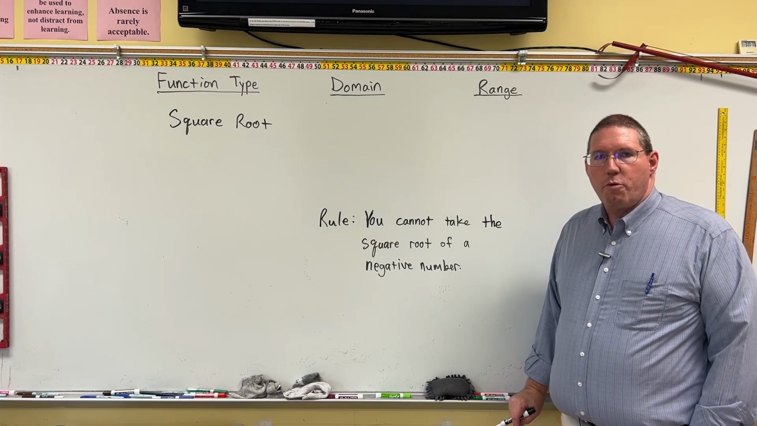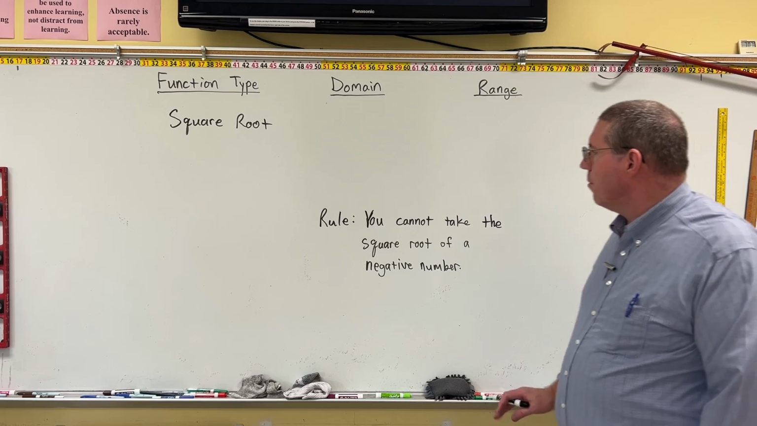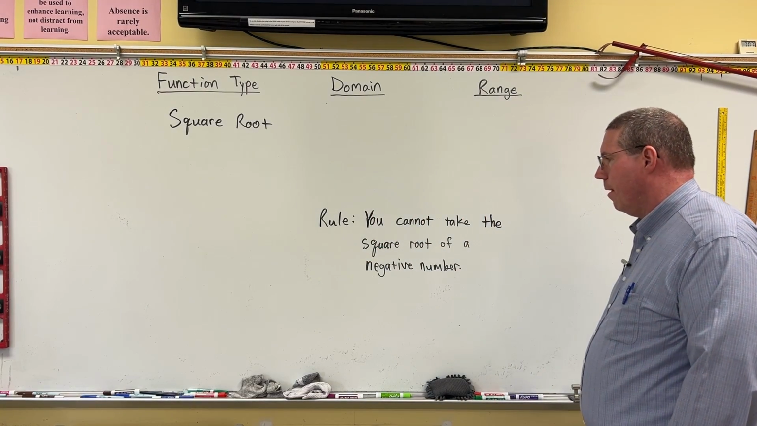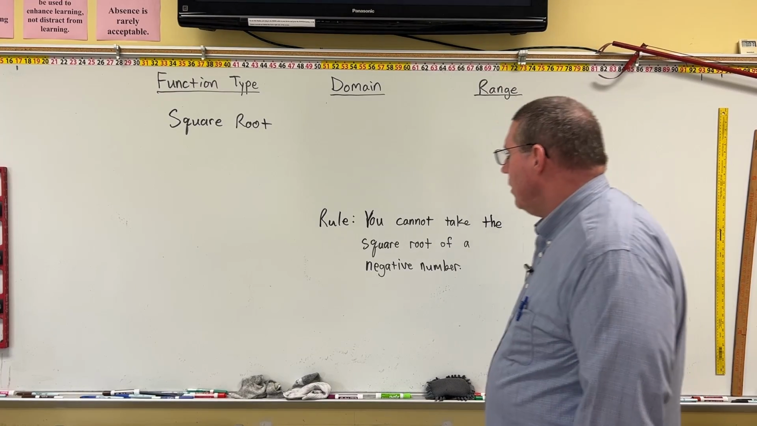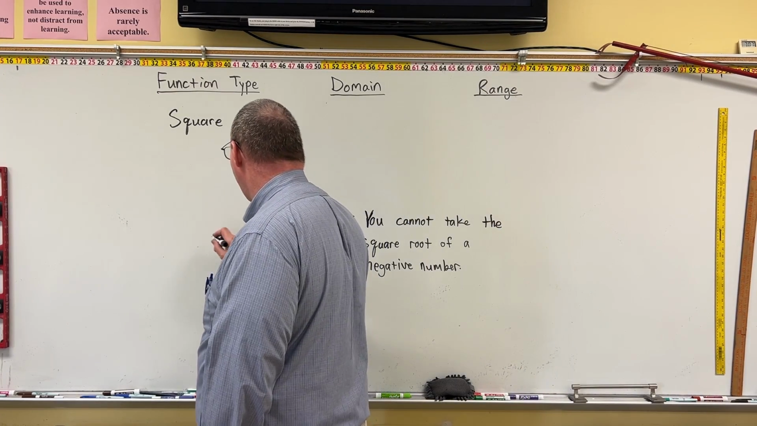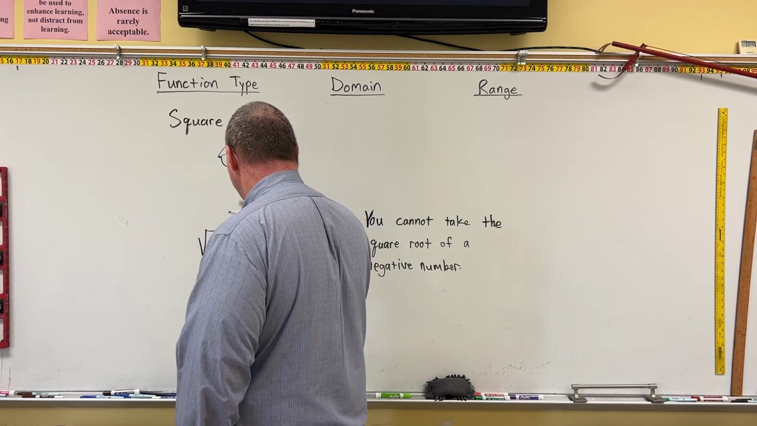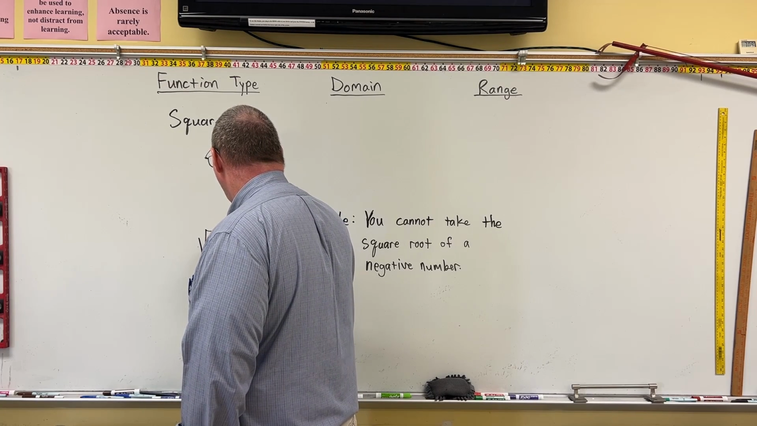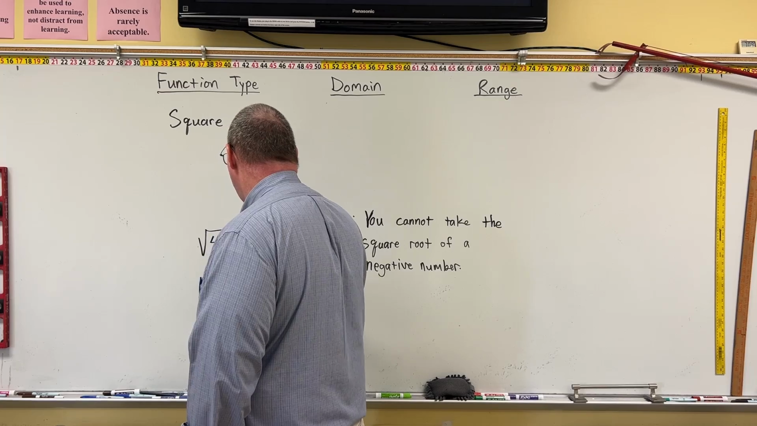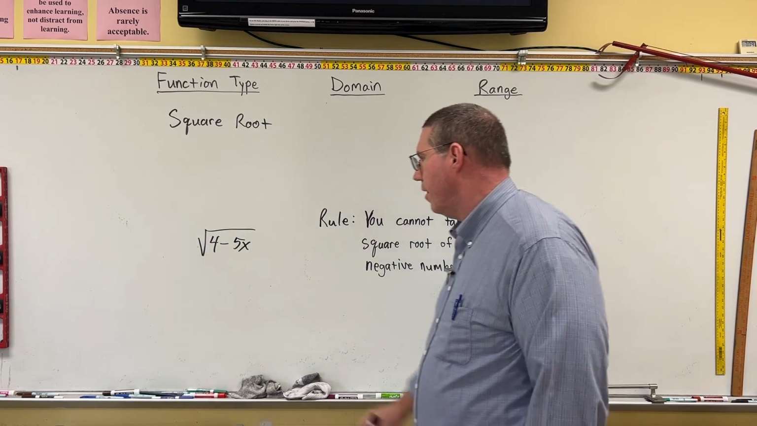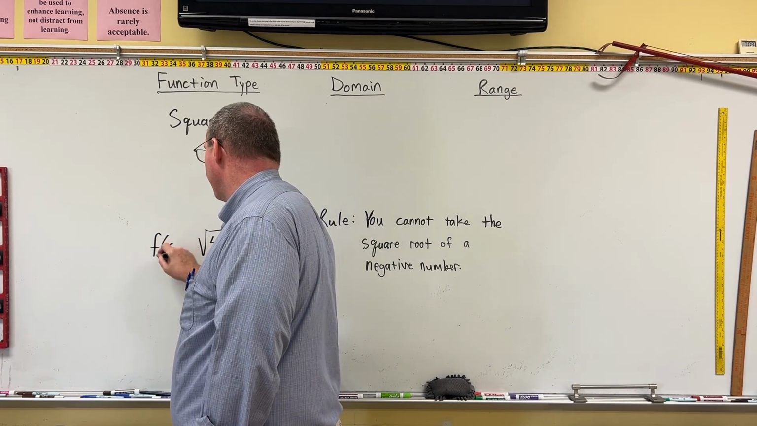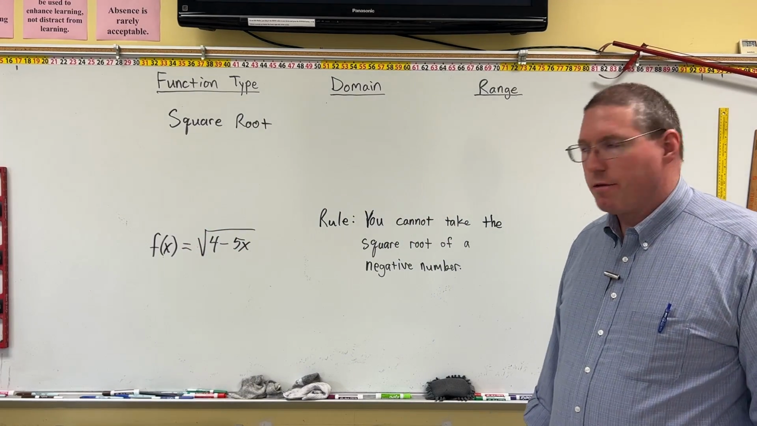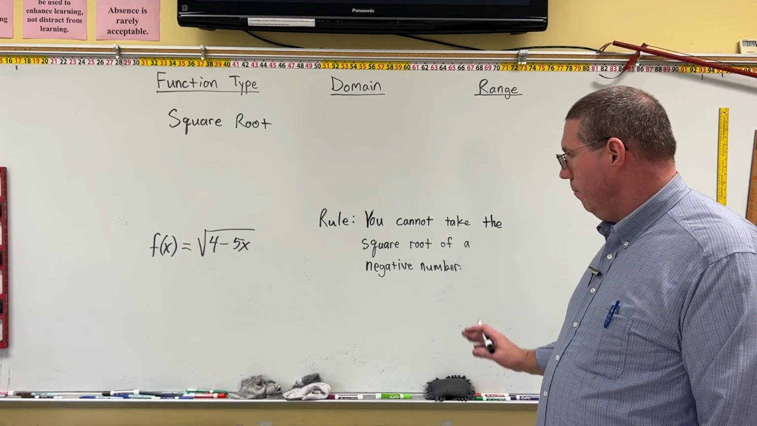Okay, so for square root, domain and range, I want to remember the rule that you cannot take the square root of a negative number. And so let's say that we have the square root of, something like 4 minus 5x. So let's say that this is a function: f of x is equal to the square root of 4 minus 5x.